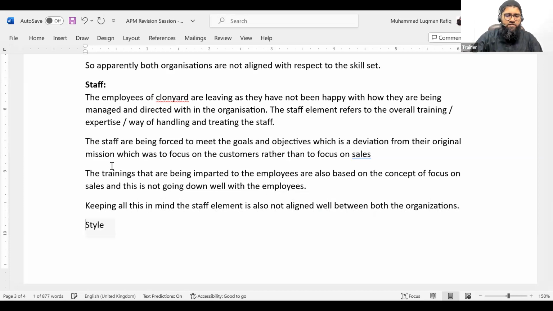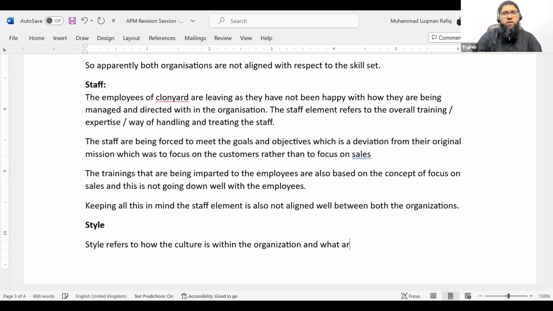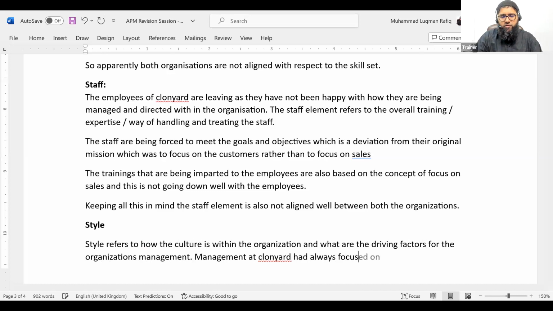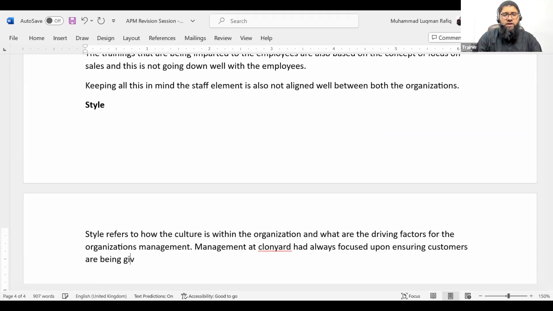There's this last aspect, which is referred to as style. The style refers to how the culture is within the organization, and what are the driving factors for the organization's management. Management at Clone Yard had always focused upon ensuring customers are being given appropriate attention and that their needs are being fulfilled.